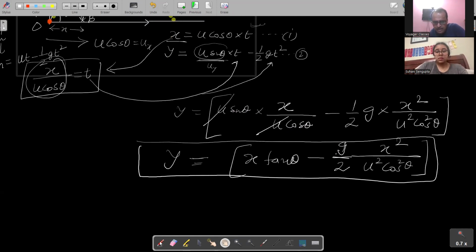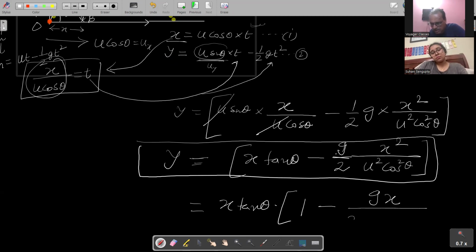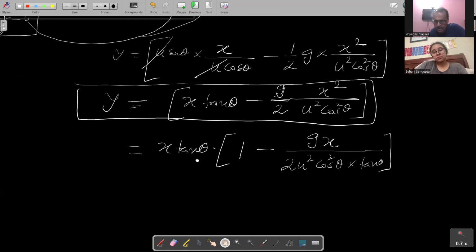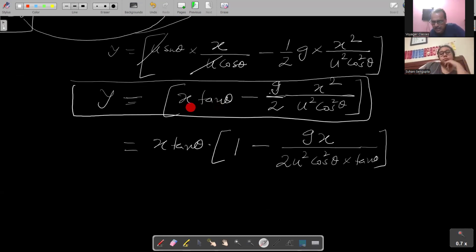So this equation you can place in a different form. Suppose you take x tan theta common from here, then you will get 1 minus g into x by 2 u square cos square theta, and here x you already have taken common, so it will be tan theta. Now just check whether you have understood this or not. I repeat once again. x tan theta I have taken common, so it will be 1. Clear? And here, x you have taken common, so it will be gx in the numerator and the denominator 2 u square cos square theta already was there. So tan theta if you take outside, in the denominator there will be tan theta.